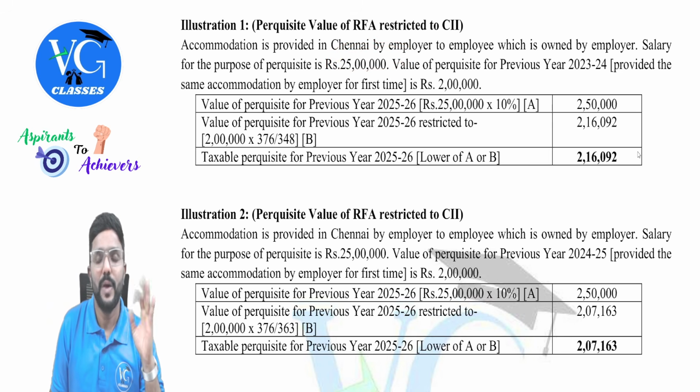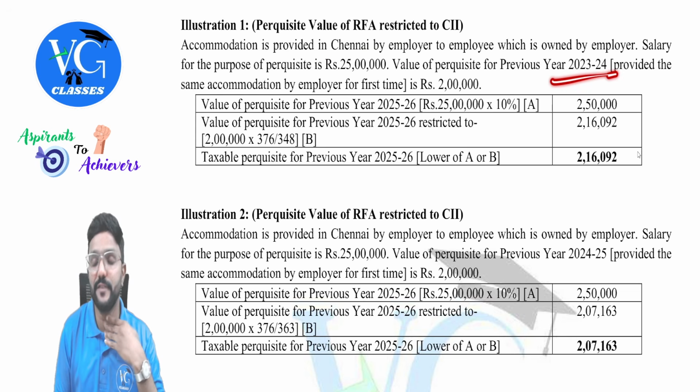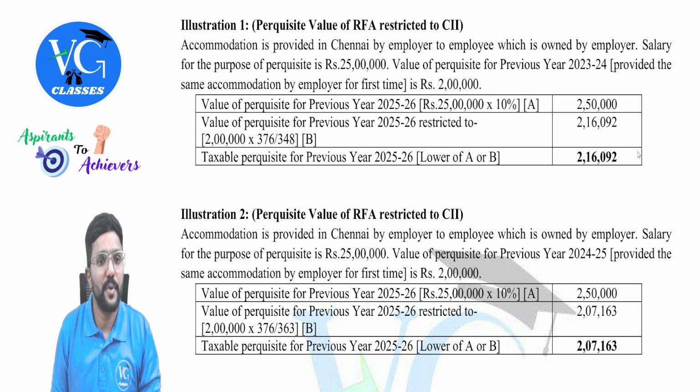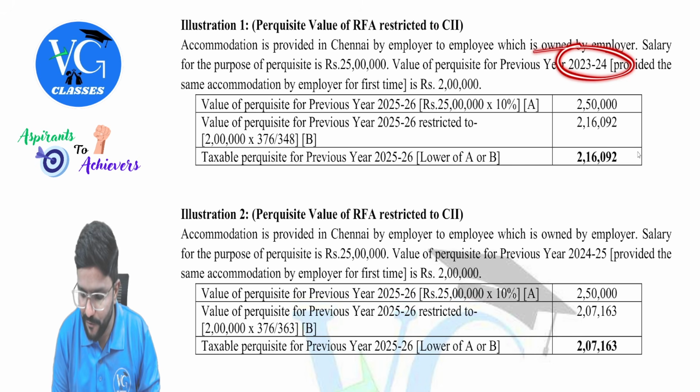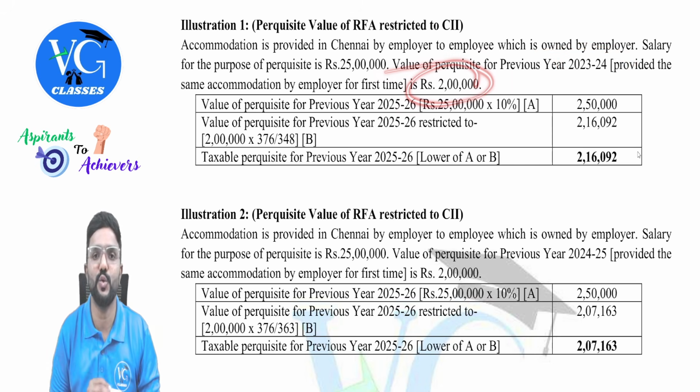Okay. Value of perquisite for previous year 23-25, that is, the year before last. The same accommodation was provided by the employer for the first time in the year 23-24, and the perquisite value of that was 2 lakh.